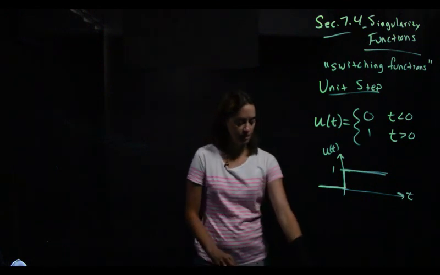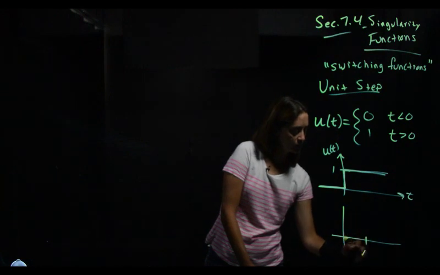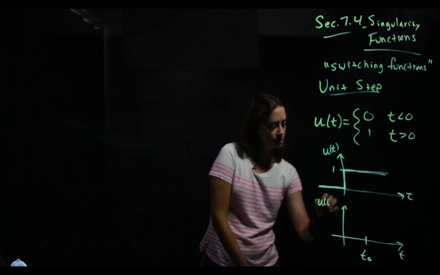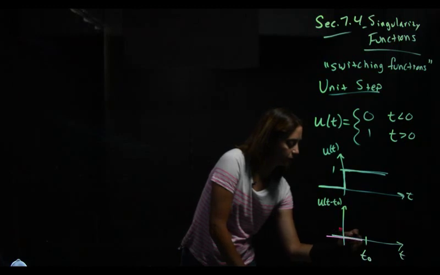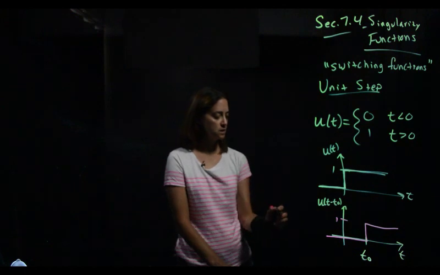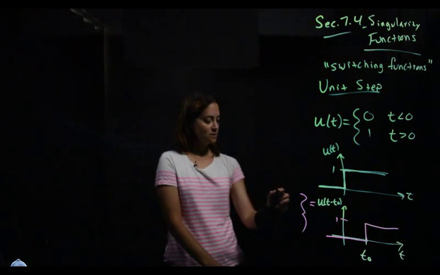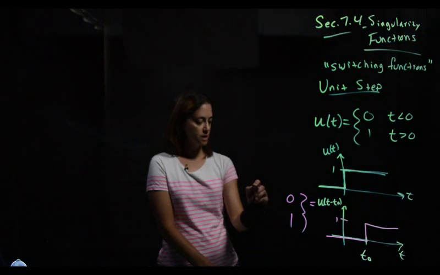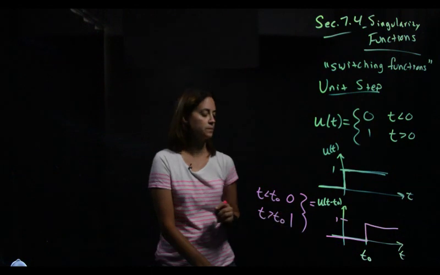We can shift that by time t0 if we use u of t minus t0. That gives me this, still at 1. So u of t minus t0, I'll draw it backwards here if I can, is equal to 0 or 1, same thing, but 0 for t less than t0, and 1 for t greater than t0.